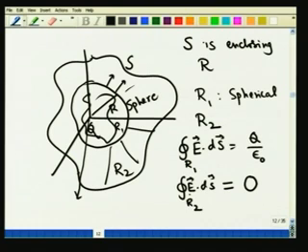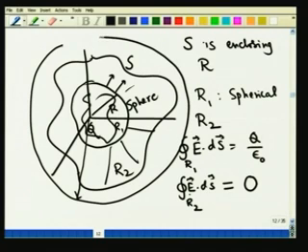And in fact, in order to make the concepts even clearer, I can construct a bigger region R3 which is also spherical. This is spherical again. This is R3. Over the region R3, again you will find that the surface integral is not equal to 0, but it is given by q by epsilon naught.